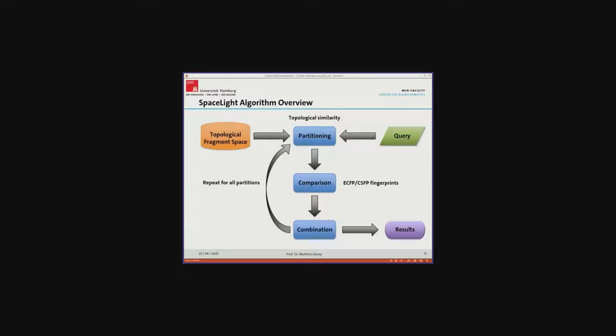What we actually do is we have the query here on the right side. Then instead of creating all molecules from the topological fragment space, which would be way too much, we partition the query and then compare the individual partitions to the fragments in the fragment space. And then we have a more complex recombination phase where the fragments are recombined in a way that they create molecules which are highly similar to the query. We do this for all possibilities to partition the query, and then you get the results.